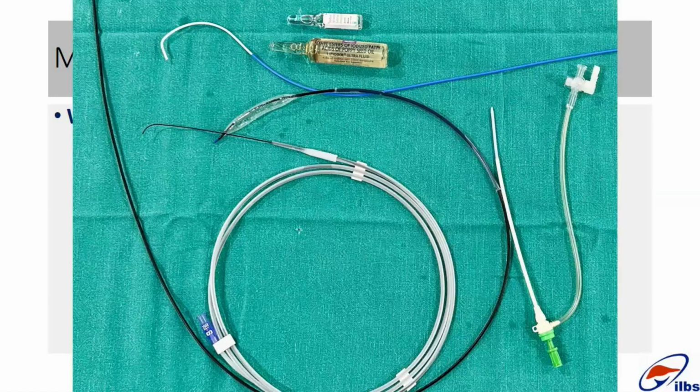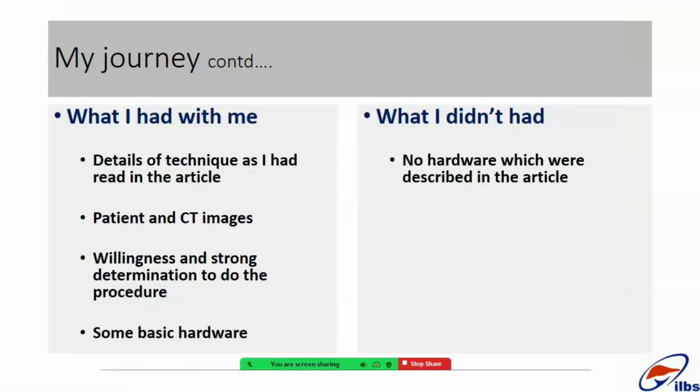Some basic hardware was available: a basic sheath, a normal angioplasty balloon, some sclerosing agent, and normal catheters. What we didn't have was the hardware described in the literature. Nothing was available in India because no commercial company in India was making it. Later I realized that those hardwares were only available in Korea and Japan, and even today they are not actually available.